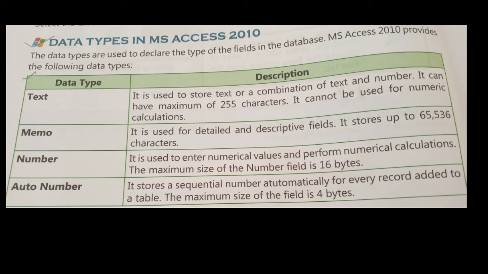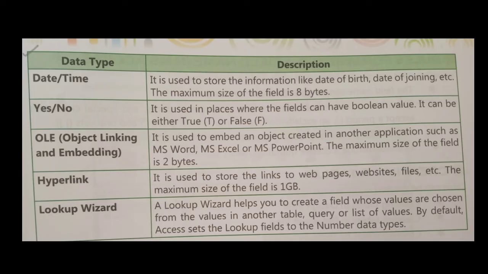Next one is Number. It is used to enter numerical values and perform numerical calculations. The maximum size of a number field is 16 bytes. Next one is AutoNumber. It stores a sequential number automatically for every record added to a table. The maximum size of the field is 4 bytes. Next data type is Date and Time. It is used to store information like date of birth, date of joining. The maximum size of the field is 8 bytes.